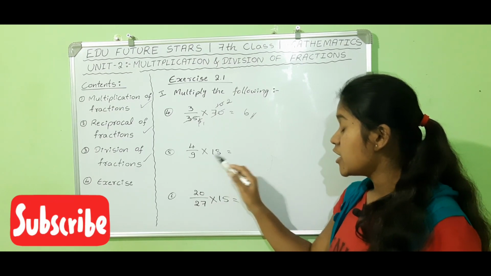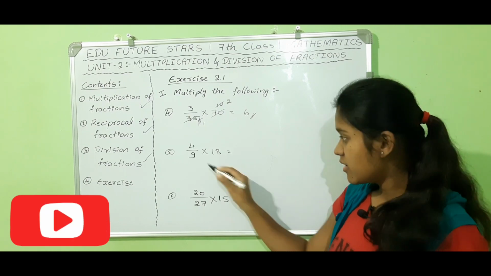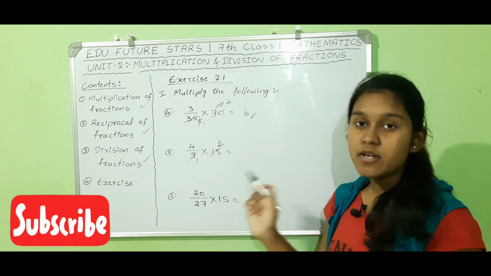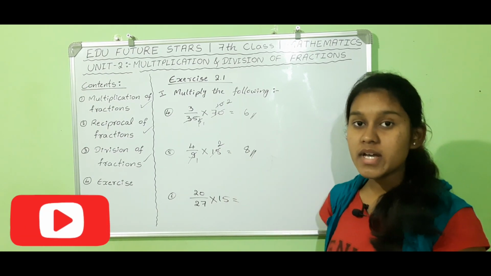4 by 9 into 18. 9 and 18 can be divided by 9, right? 9 ones are 9, 9 twos are 18. So remaining 4 into 2. 4 into 2 is what? 8. 4 twos are 8.